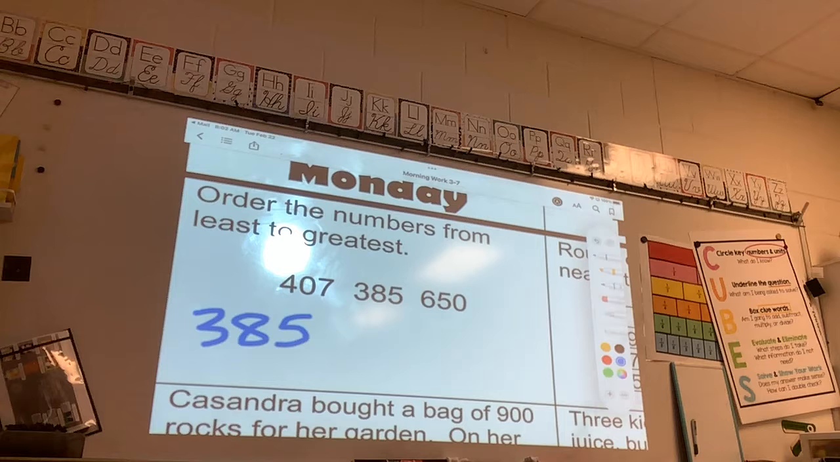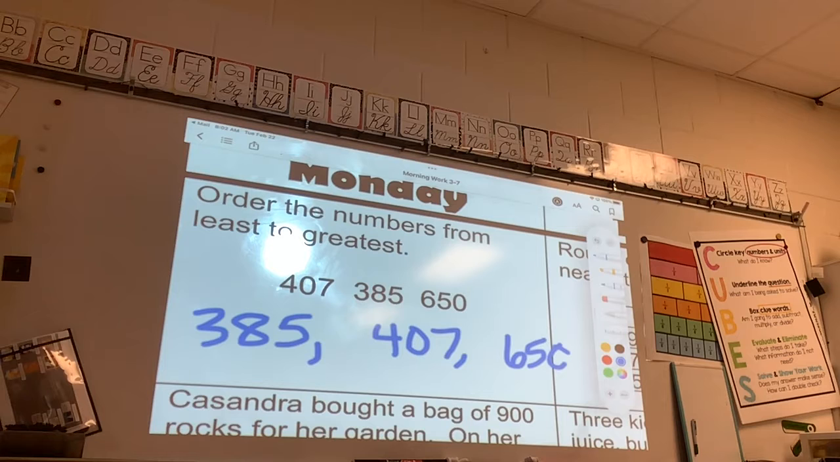When we're making a list of numbers, how do we separate those? Say just with a comma. Perfect. Comma, space. We want to make sure to put a space because otherwise you're going to be writing a number in the millions. What would my next number be, Tramar? 407. Good job. 407, comma, space. And last, everybody? 650. Good job.